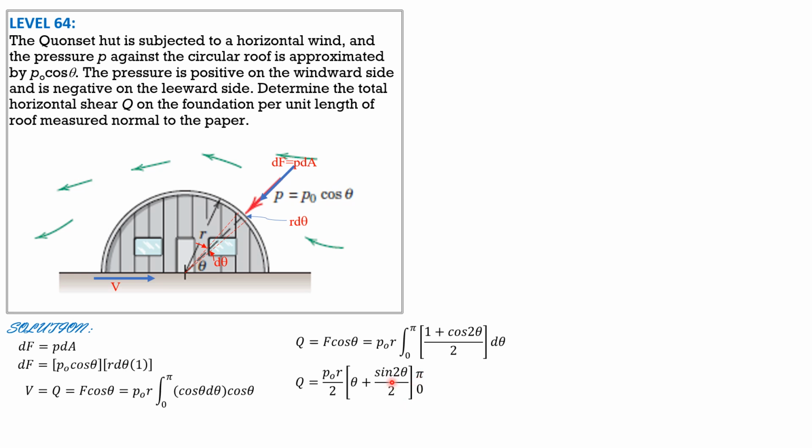And remember that sine of 2 pi is 0, sine of 0 is 0, so this term will just give us 0 value. And therefore, for theta from 0 to pi, that's pi. So Q equals pi P0 R over 2. So that's it for this problem.